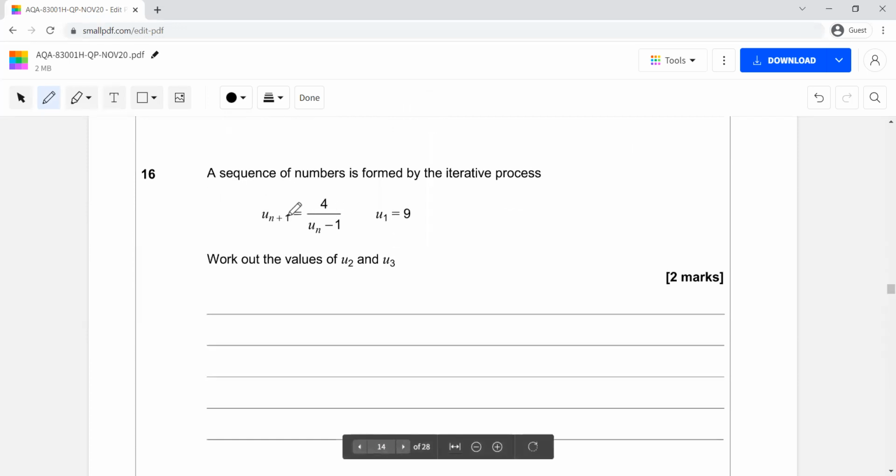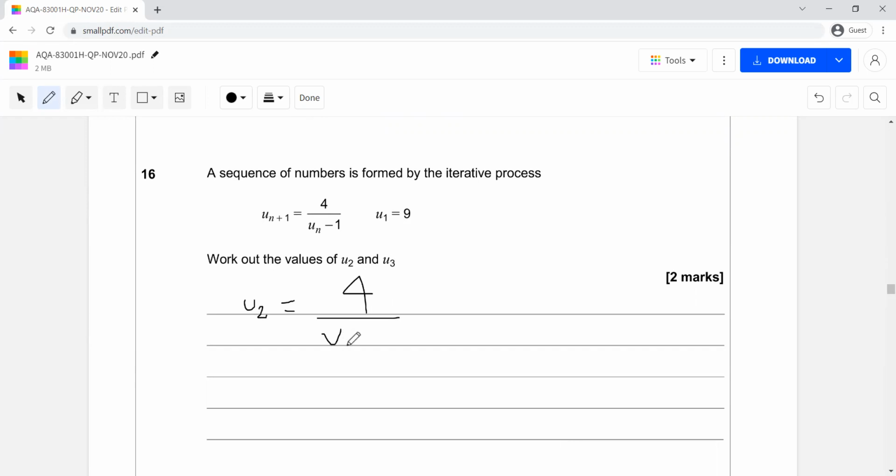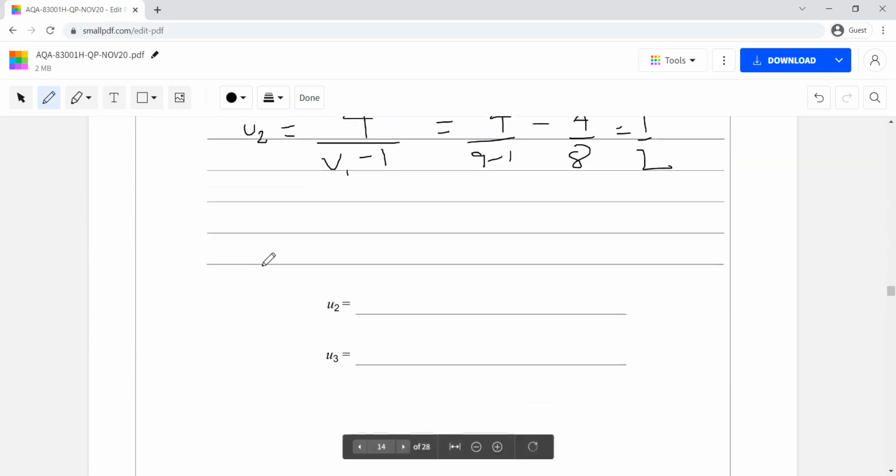It gives you whatever this formula is. It tells you the first term is 9. Work out the values of u2 and u3. So u2 is equal to 4 over u1 minus 1, which is equal to 4 over 9 minus 1, which is equal to 4 over 8, which is a half.